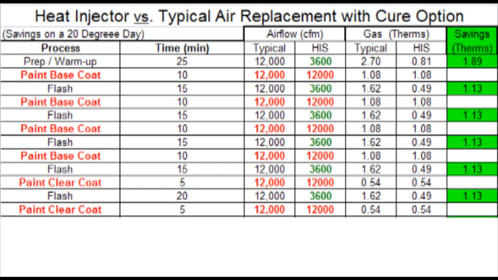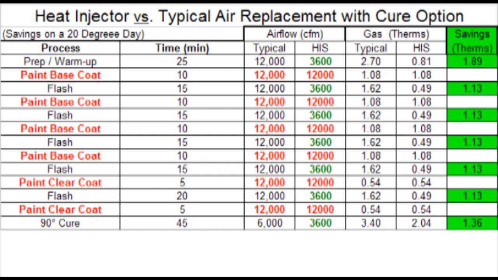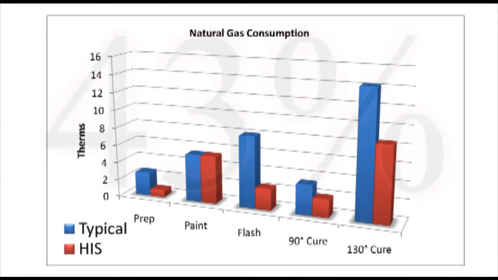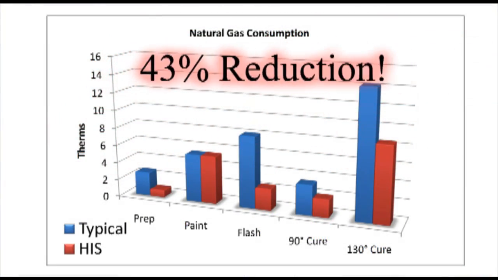This would be repeated before going into a 45-minute low-temperature cure at 90 degrees, followed by 2 hours at 130 degrees. In this example, the heat injector system would reduce gas consumption by 43% by simply reducing the volume of fresh air that needs to be heated. But wait, that's not all.